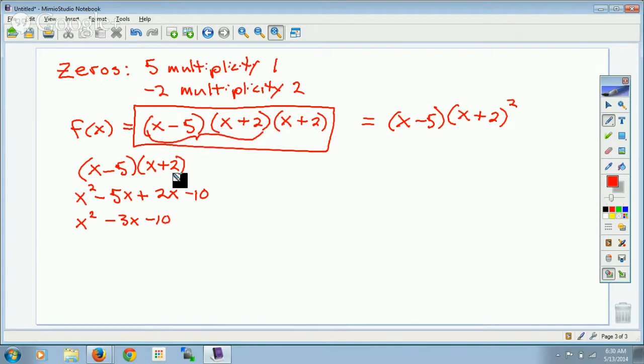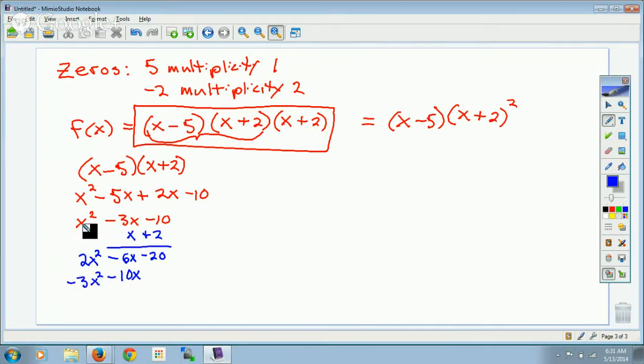Now I have to take that result right here, multiply it by x plus 2, and I'm going to do that by stacking. So underneath I'm going to write x plus 2, and I'm going to multiply. 2 times -10 gives me -20. 2 times -3x gives me -6x. And 2 times x squared gives me 2x squared. Like multiplying regular numbers, I leave a space underneath. x times -10 is -10x. This way like terms add up. x times -3x is -3x squared.